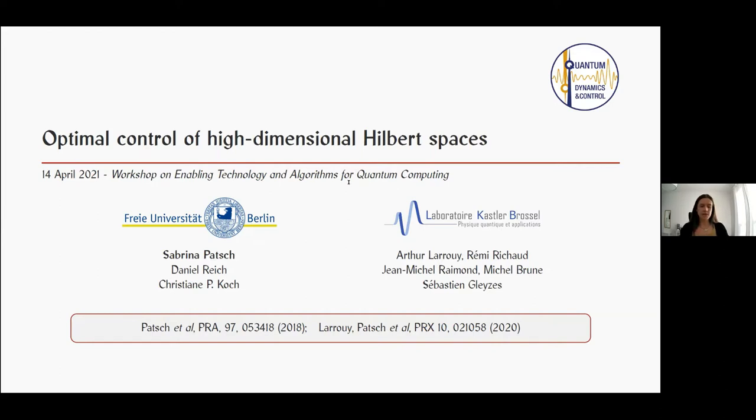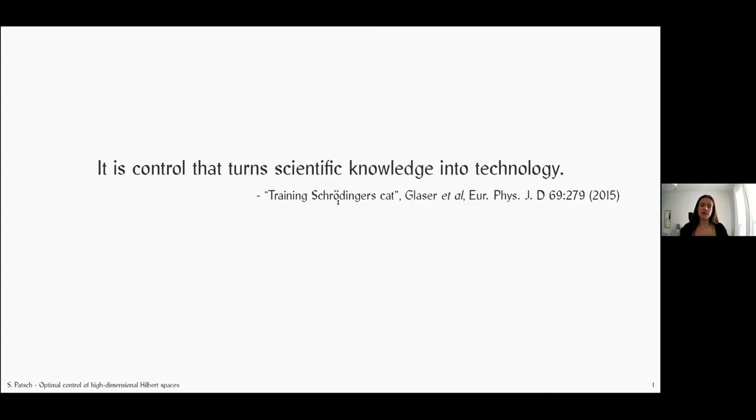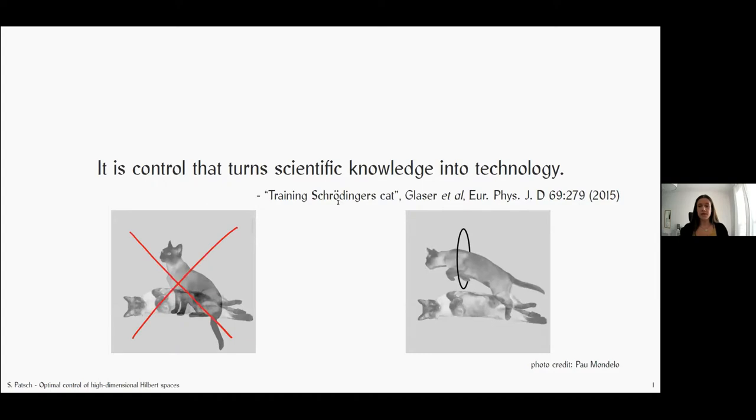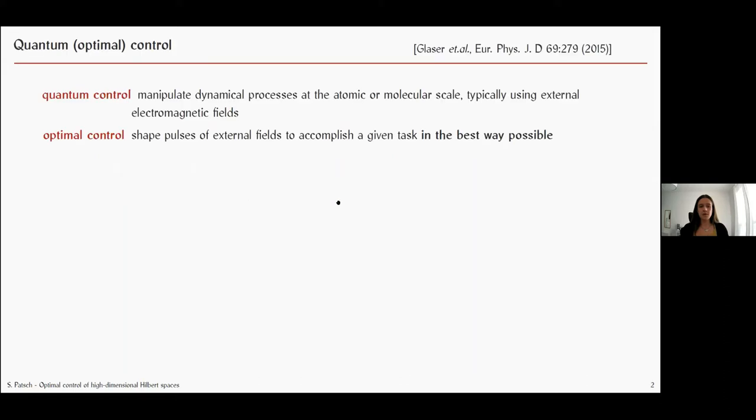One prerequisite for all kinds of quantum technologies is the precise control over your quantum system. You might even go one step further and say that it is control that turns scientific knowledge into technology. I myself am particularly interested in the engineering of quantum states as we need them for all kinds of quantum technologies. While in the first quantum revolution it was all about enjoying the company of Schrödinger's cat, in the second quantum revolution we actually want to train it. And the method I'm using for training Schrödinger's cat is quantum optimal control.